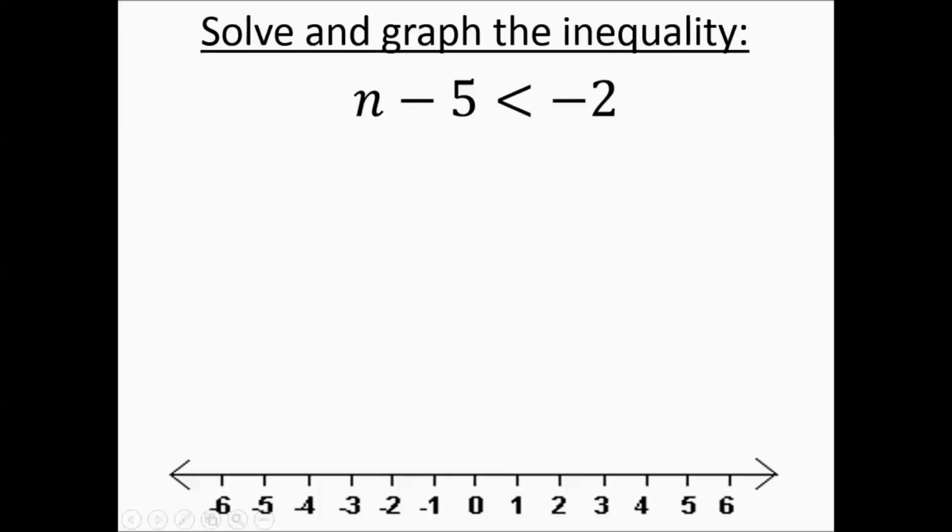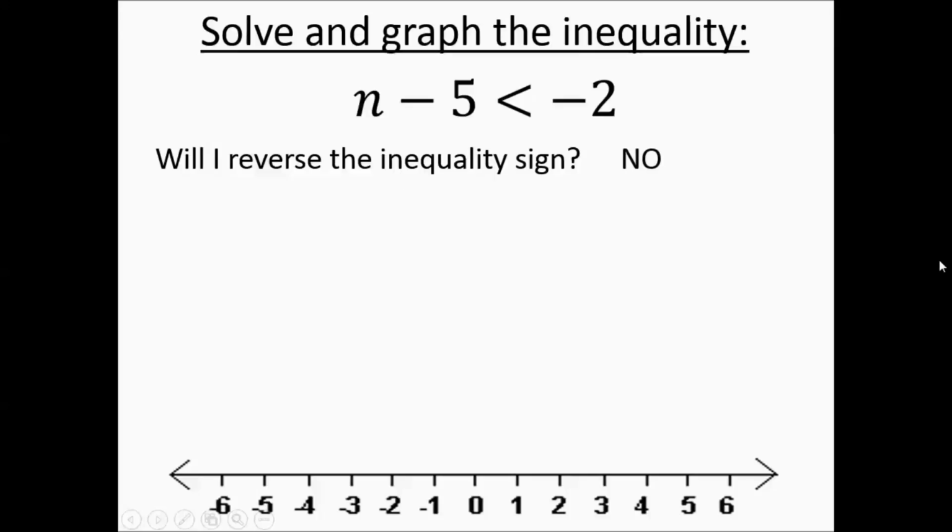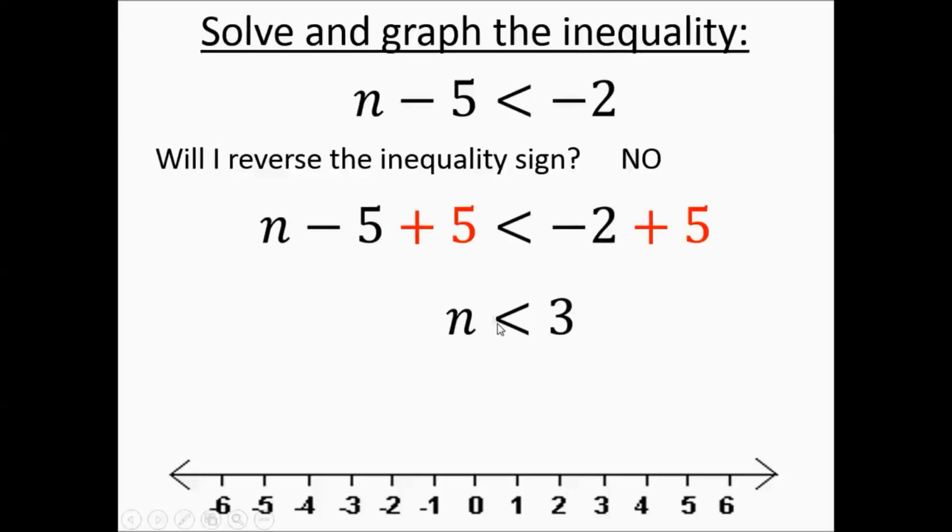We're going to solve and graph this inequality. Before we do anything, will we need to reverse the inequality sign? I don't see any negatives or negative numbers attached to the variable, so no, you won't have to reverse it. So we're going to treat it like we would an equation. We're going to get rid of this -5 by adding 5 to both sides. That ends up working out to n is less than 3, and then you just graph it. So since it's just the less than symbol, it's going to be an open dot on 3, and it's going to go to the left.